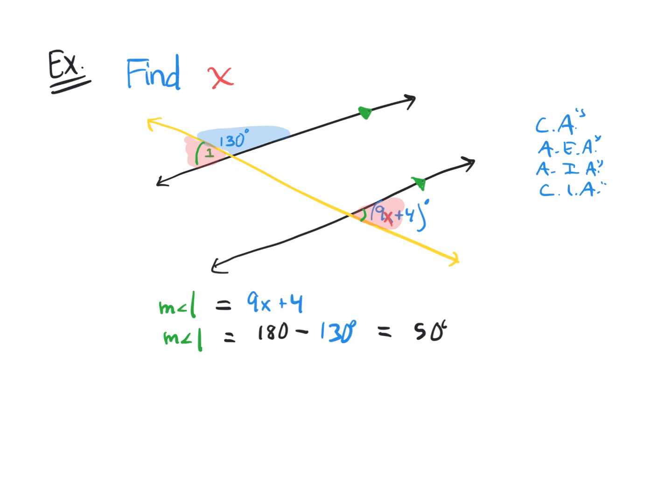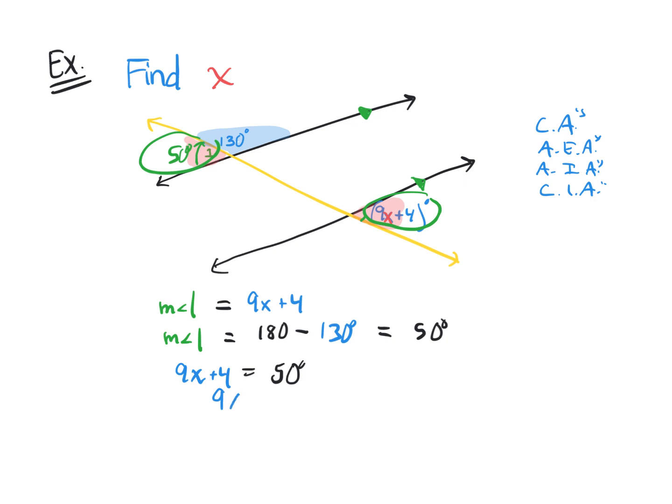And that's equal to 50 degrees. So if the measure of angle 1 is 50 degrees, then we know that this also has to be 50 degrees because they are alternate exterior angles. So by the alternate exterior angle theorem, 9x plus 4 has to be the same as 50.